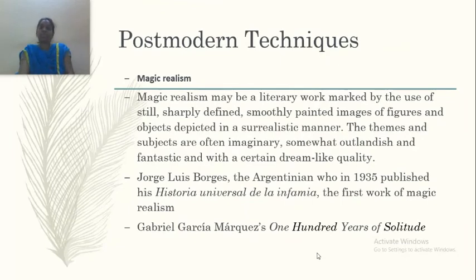Next we have magic realism. From the term itself you could find that there is a combination or fusion of magic and realism. Is it possible? Yes, it is possible. It is the most recent trend which is followed in our Tamil industry also. In magic realism, the literary work is marked by the use of still, sharply defined, smoothly painted images of figures and objects depicted in a surrealistic manner. For example, the fantasy or the supernatural elements are presented as they are, in a natural way. The themes and subjects are often imaginary, somewhat outlandish and fantastic, with a certain dreamlike quality. But the audience couldn't find that it is like a dream. They could find some realistic manner in it.